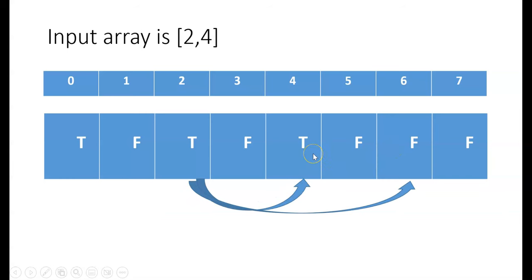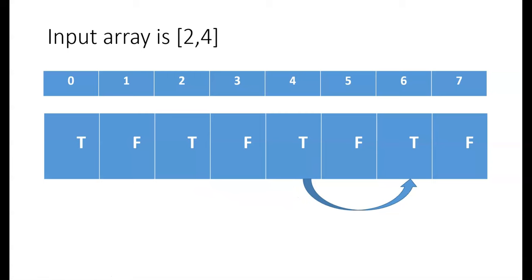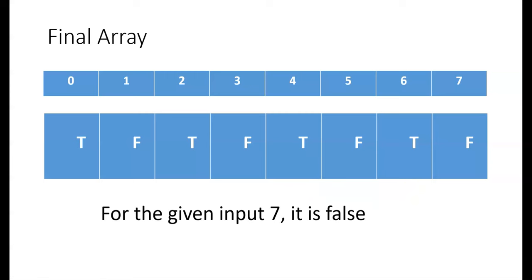And then we go to 4 and mark 6 and 8 as true, right? That's the next step. 8 is outside the table, we don't have to worry about it. And you go to 6, nothing else needs to be done there. So if 7 is given, you know from this table, once you have completed the iteration, that 7 is false. So you return false. With 2 and 4, you cannot form 7. Now let's get to the code and see how to build the algorithm.